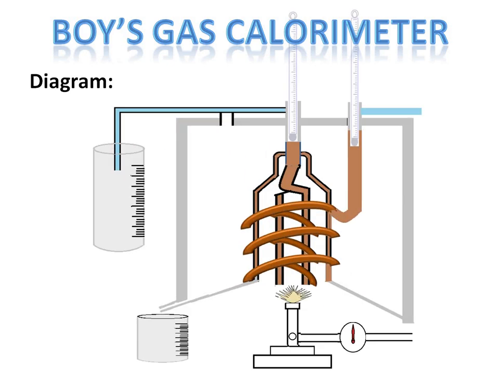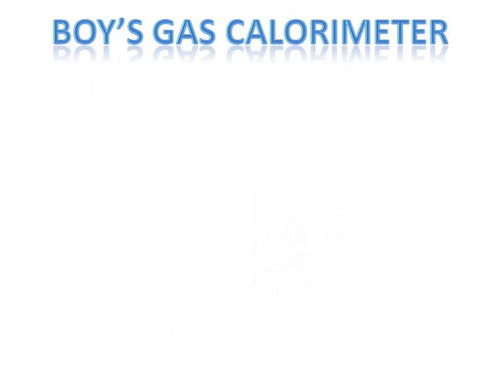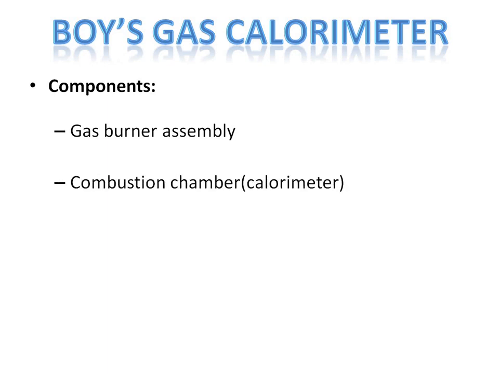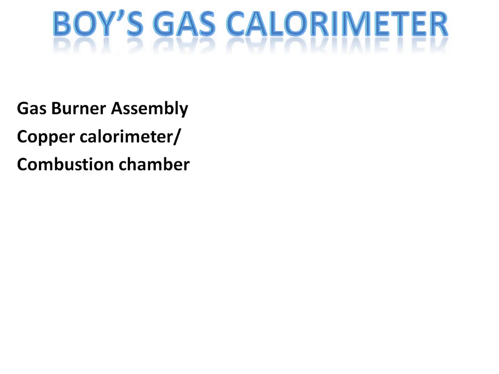So this is the diagram of Boyle's gas calorimeter, and we will discuss the components of Boyle's gas calorimeter. The components are enlisted as: first, gas burner assembly; second, combustion chamber or calorimeter; third, insulating cover; fourth, thermometer. Now we will discuss the components of Boyle's gas calorimeter independently.